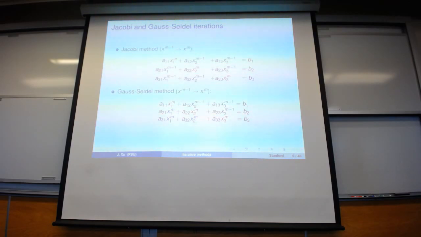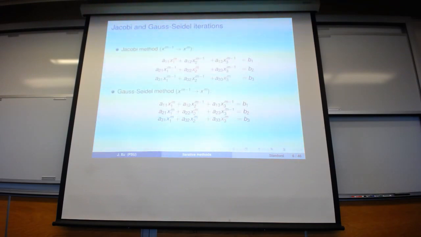Usually this type of method in computer science is called a greedy algorithm. Greedy means that you only care for yourself. You only solve one variable at a time. If you think about an optimization problem, it's a local optimization. Greedy means local optimization.